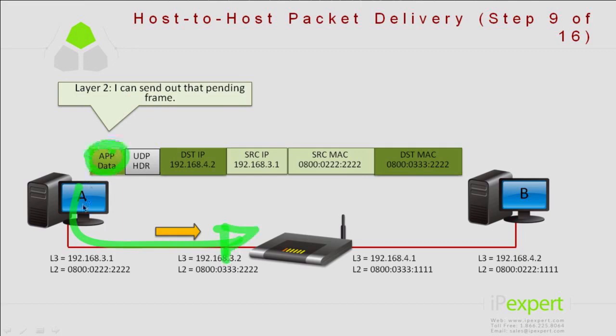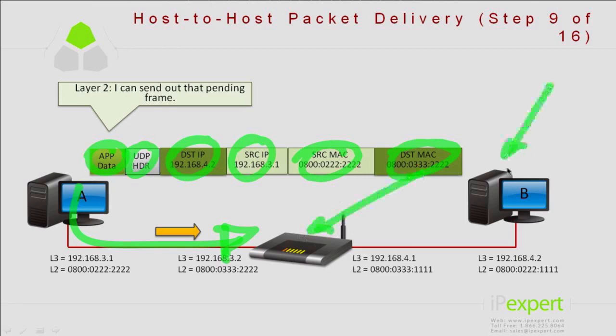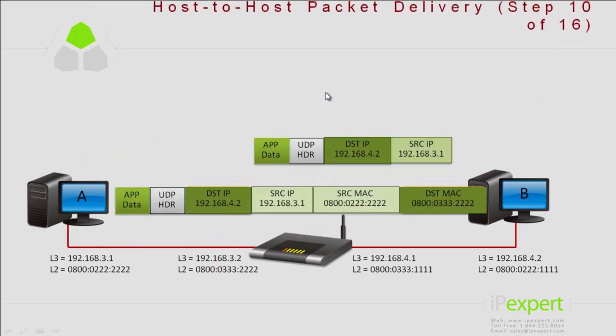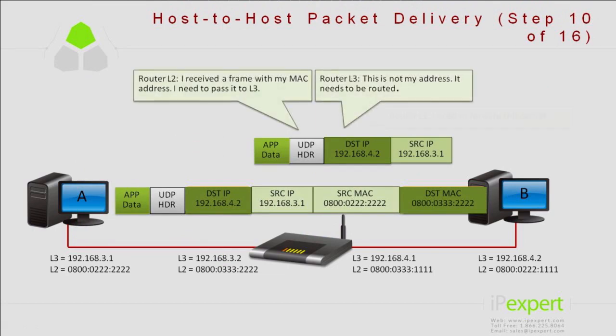We have the data that we're sending, we have the UDP header, we have the destination IP, the source IP, a source MAC address, and a destination MAC address. That destination MAC address corresponds to this device. But remember, we ultimately want the packet to get here. So now we get the packet on the router, and we need to make some determinations.